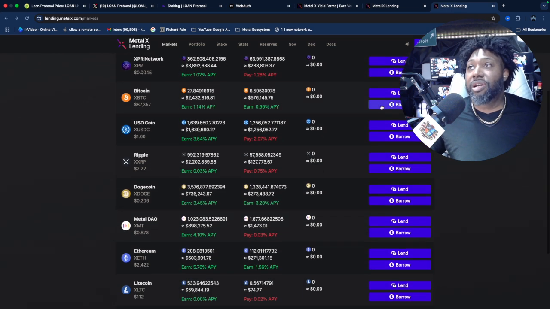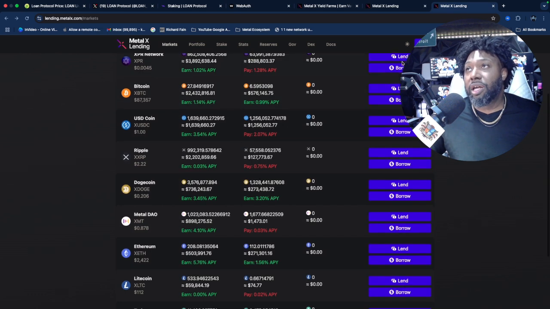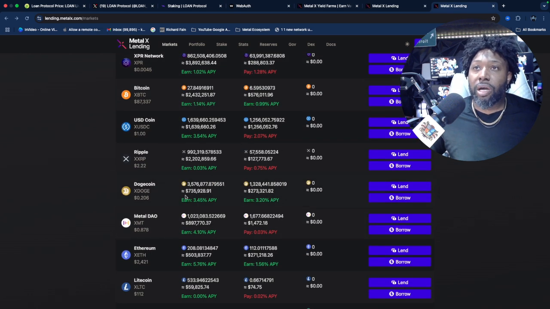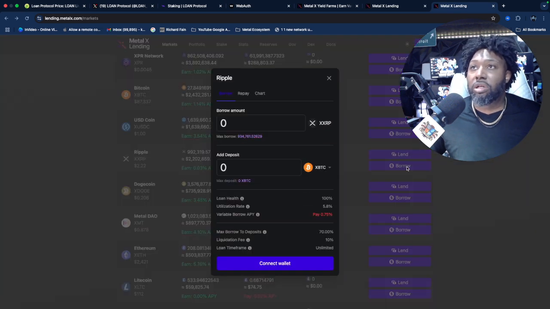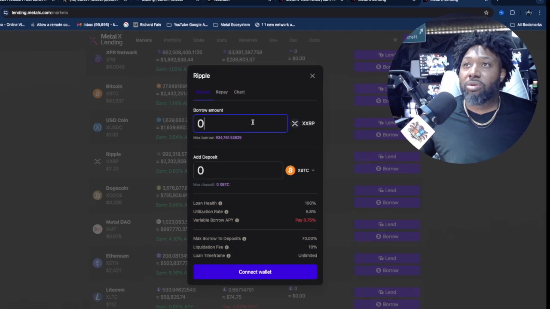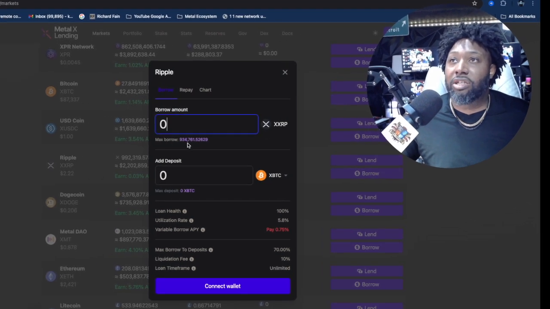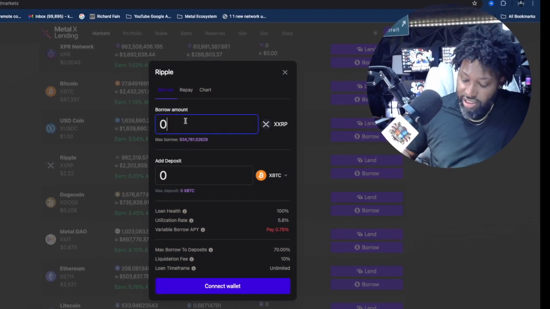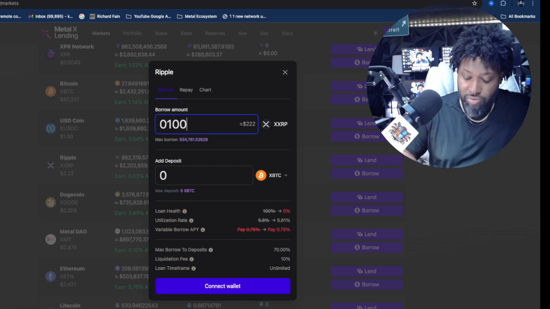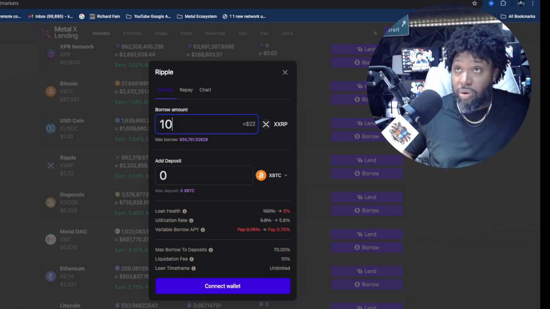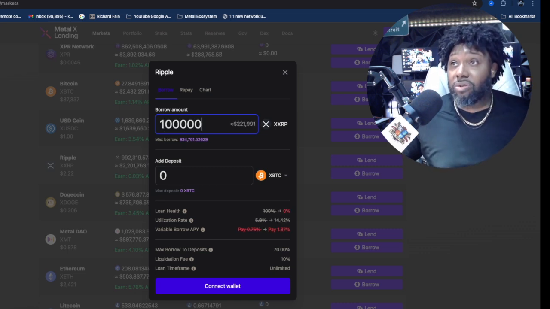So this lets you here, and then you could click one of these, and say you want to borrow Ripple. You can click there, and you could tell it how much you want to borrow. Max that you can borrow is right there. So let's just say I want 100. Oops. Let's do this. So say you want 200-something dollars.